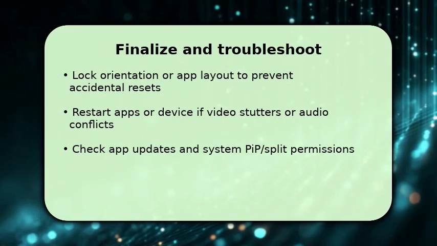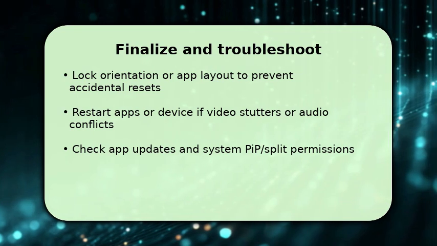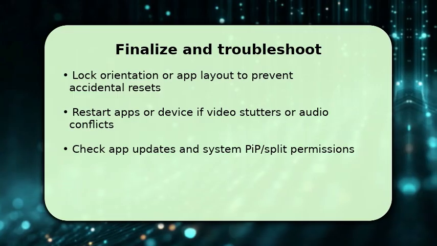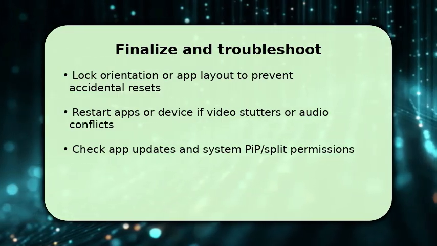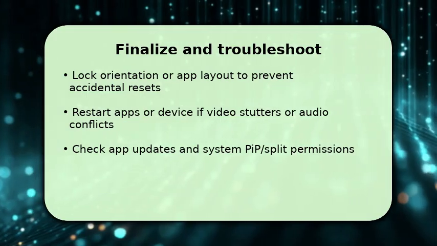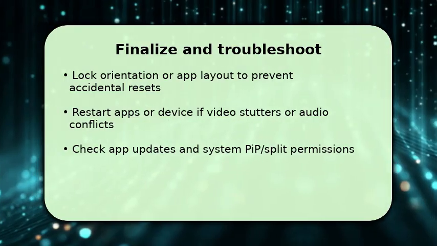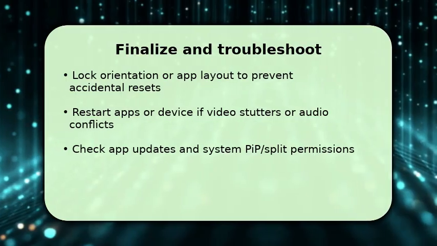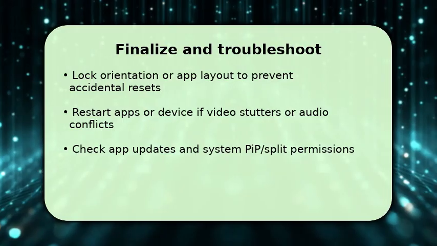Finish by locking the layout and confirming controls work as expected. Pin or lock the split view where possible, and test play, pause, and captions on each side so you know which remote or touch control affects which stream. If you encounter stutter, blank screens, or audio fights, restart the apps or the device and re-enable split mode. If problems persist, update both apps and check permissions for picture-in-picture and multi-window in system settings to restore full functionality.